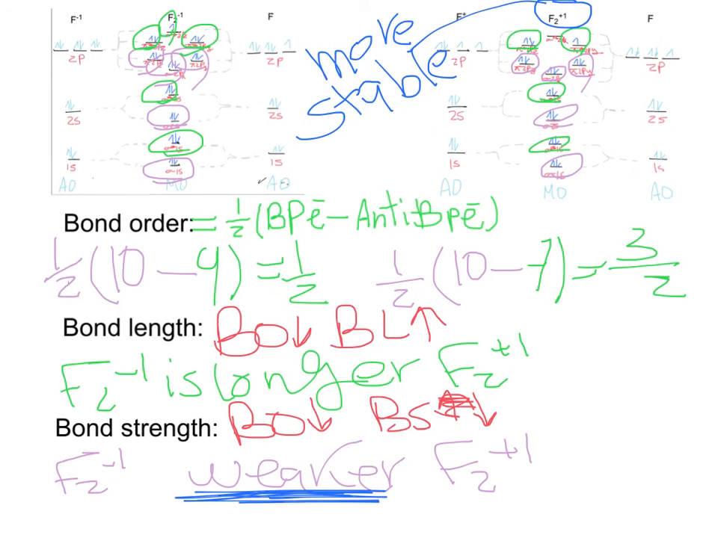So this is the molecular orbital diagram for the F2-1 and the F2+1, and we drew in the bond order and the bond length.